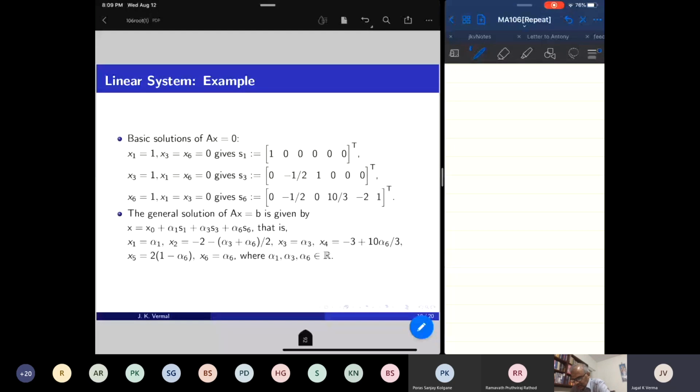And now equate the components on both the sides. x0, if you remember, had 0 as the first component. So x1 is simply alpha 1. And x2 we can determine by equating x2 on both the sides. x2 will be minus 2 minus alpha 3 plus alpha 6 over 2 and so on. So we can write down each and every value of the variable and write down a general solution.